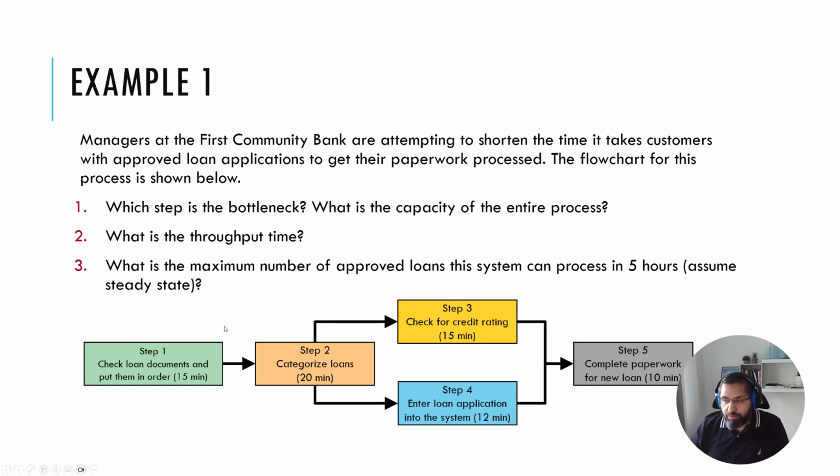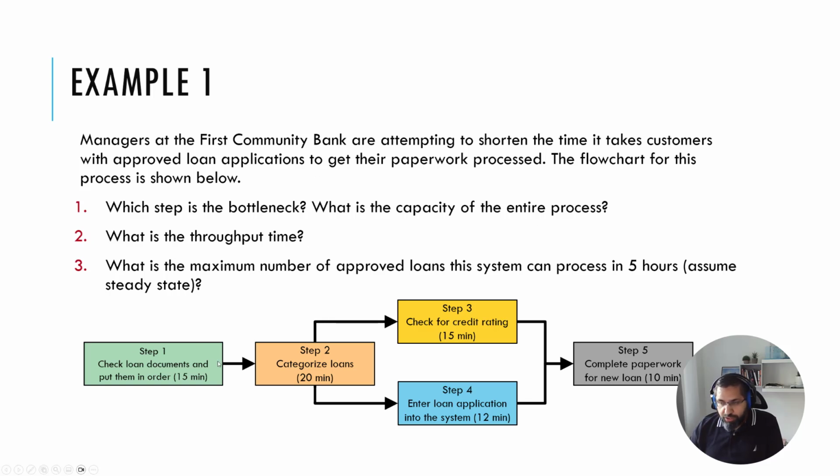And not a surprise. So we have this process at a bank. And this is the loan applications process, the process we use to reject or approve loan applications. So we're asked some questions about the process. Which step is the bottleneck? Then what is the capacity of the entire process, which will be the capacity of the bottleneck step? What is the throughput time? What is the maximum number of approved loans this system can process in 5 hours?